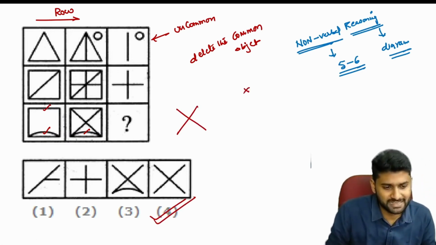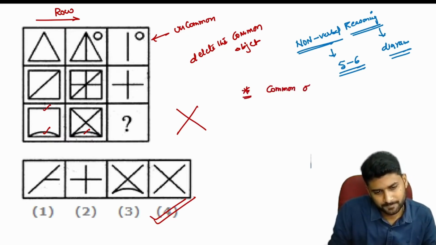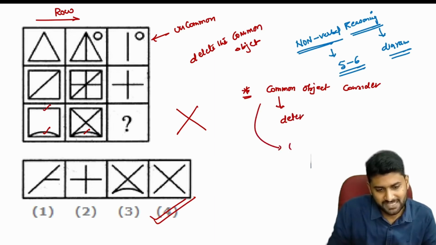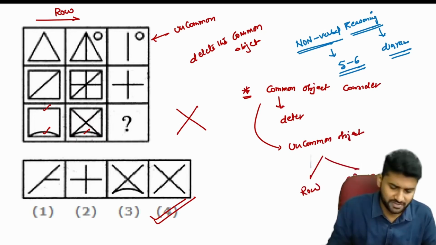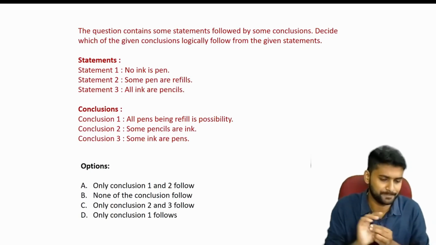Guys, focus on that. Sometimes they will consider common objects. Sometimes they delete the common objects. Sometimes they consider uncommon objects. Now verify whether it is row based logic or column based logic. It's completely based on your observation and understanding of this picture.